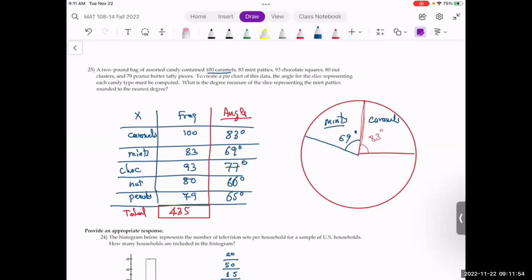So basically, we are dividing almost equally. It's something like this, right? Are we okay? There is not an angle that is too small or too big. That's basically what I'm saying. So this one is going to be the chocolate, 77. This one is going to be 80, which is the mint, the nuts. And this one is going to be 65, which is peanuts, right?